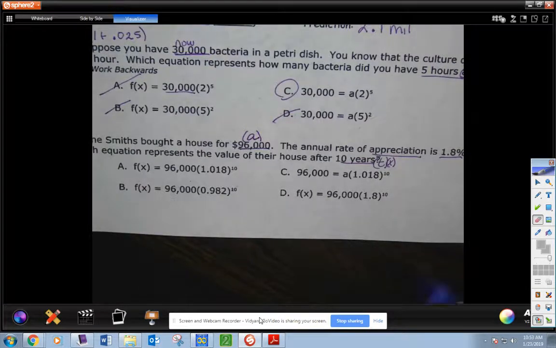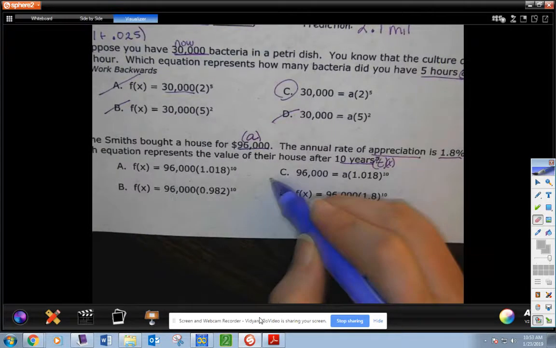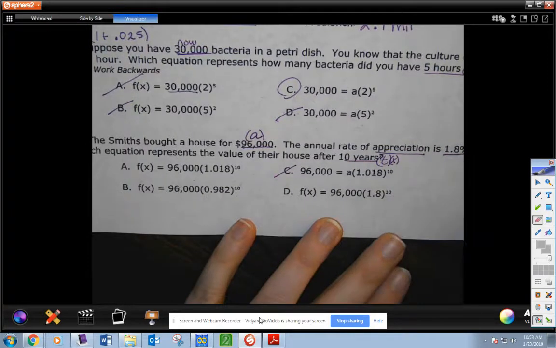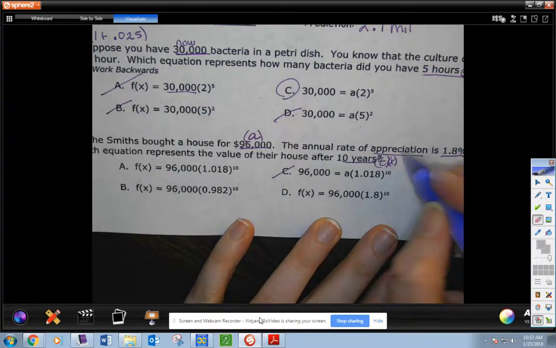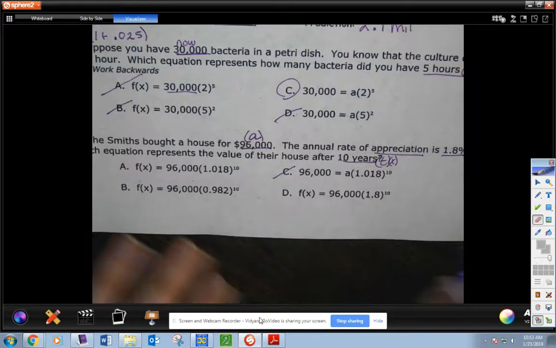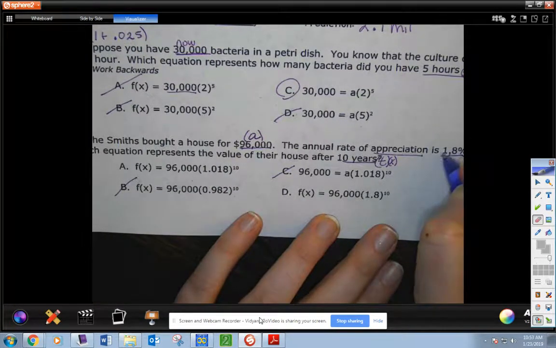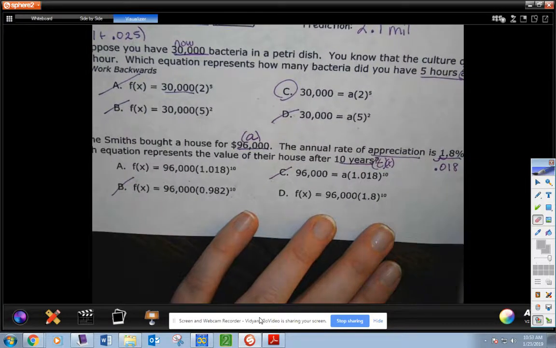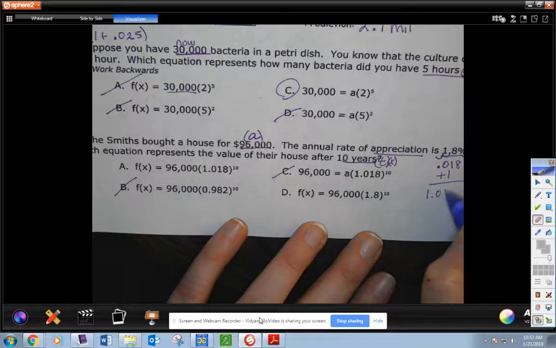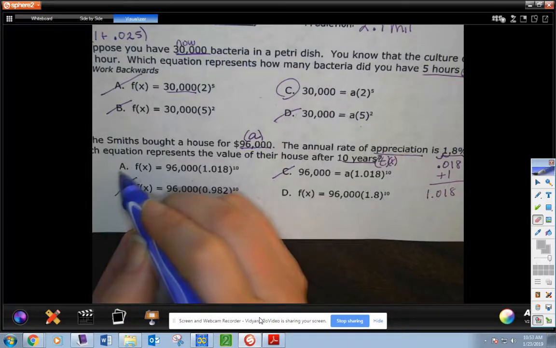Okay, so right now the only answer choice I can cross off is C. Now I'm going to look at my rate. Since it's going up, it needs to be greater than 1, so I'm going to get rid of B. And I'm going to change 1.8 to a decimal, which is 0.018. And since this is growth, we need to add that to 1. So this gives me 1.018. So my growth factor will be A.